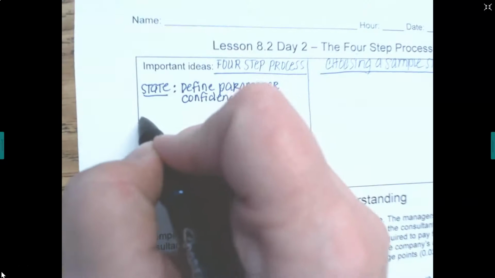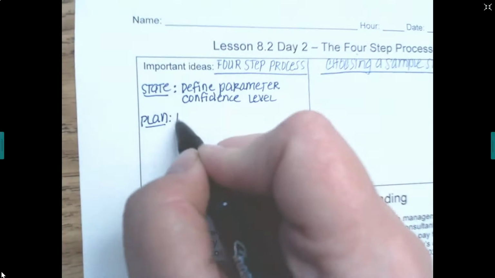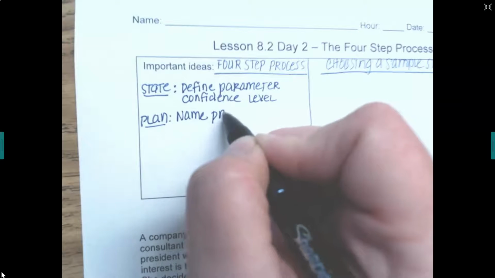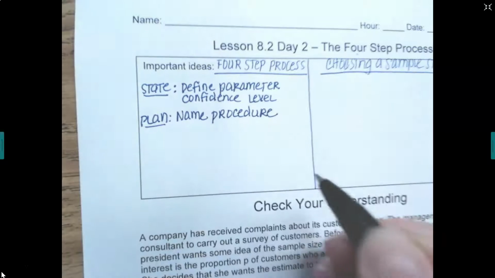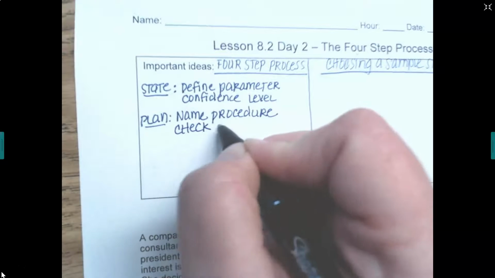In the plan section, I want you to name the procedure, and we're going to keep adding new named procedures as we go along, as we learn more. And then this is where I want you to check the conditions, and you have to write them out.